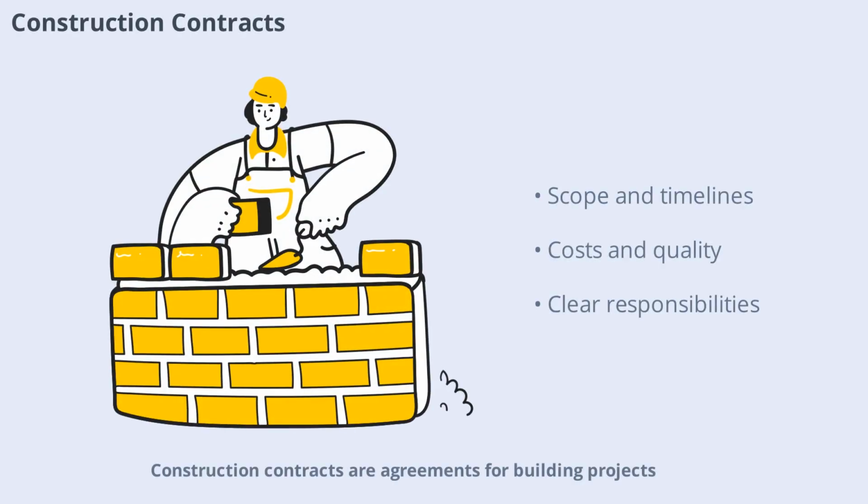Construction contracts are agreements for building projects. They specify the scope of work, timelines, costs, and quality standards. These contracts help ensure that construction projects run smoothly and that all parties understand their roles and responsibilities.